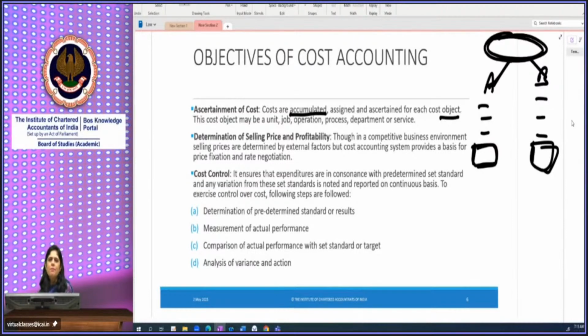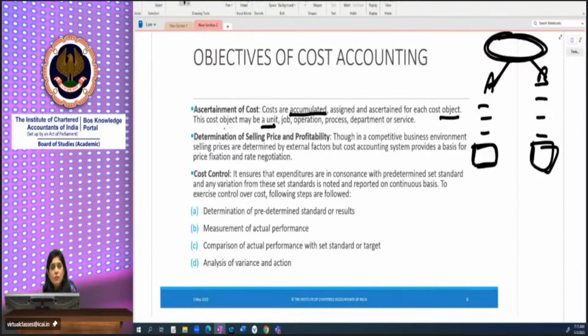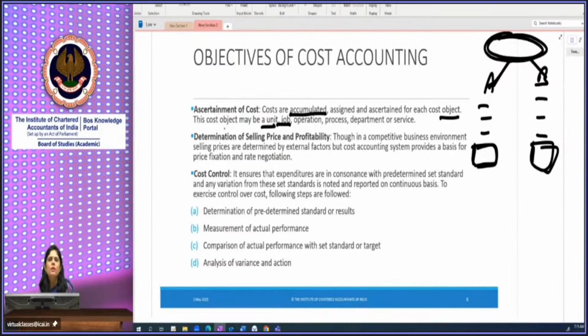So whatever costs are coming from all sources to product A and product B, we will be assigning, and then finally we will be ascertaining what is the cost of A and what is the cost of B. So that is the main and primary objective of cost accounting: calculation of the cost of whatever product or any job, for whatever we want to calculate the cost. So a cost object may be a unit. A unit means one unit, one product. A job means one particular job. One job can include a lot of activities. So it can be for one job, I want to just accumulate the cost for one job.